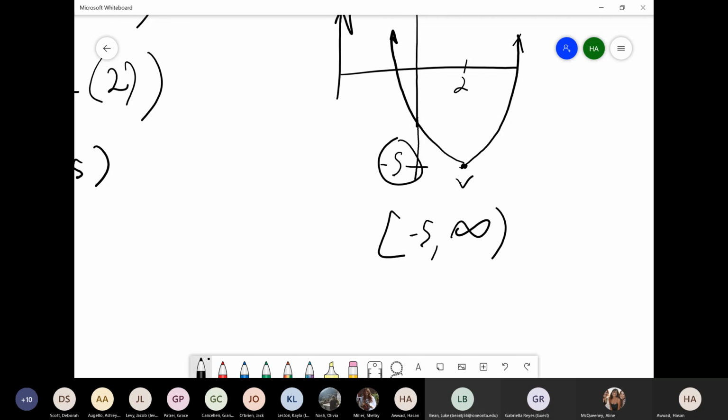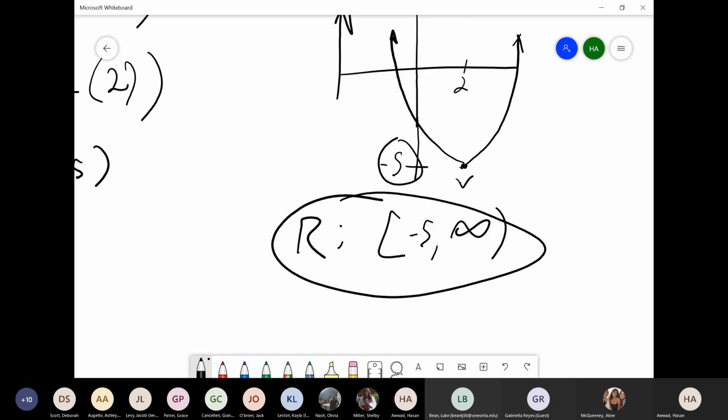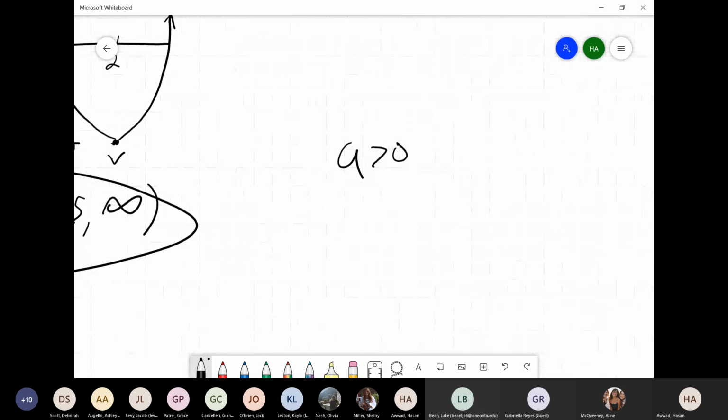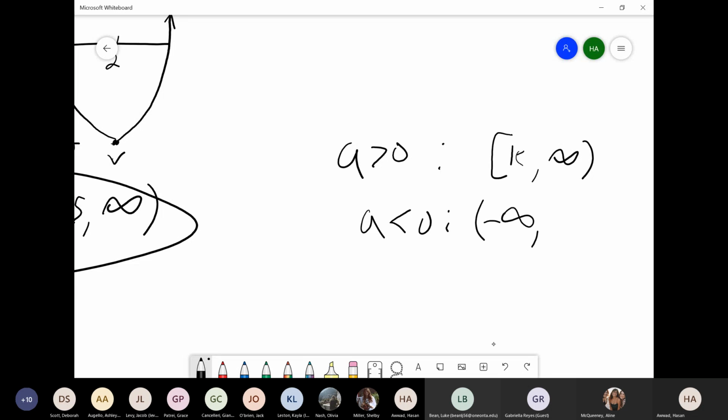And this should make sense, and I'll just abbreviate it as range. This is your answer. This should make sense because we already discussed in the lecture video that whenever your parabola is opening upwards, so whenever a is greater than 0, your range is always going to be k to infinity. And if your parabola is opening downwards, so if a is negative, you have the opposite of that, right? You have it coming from negative infinity to a maximum of k.